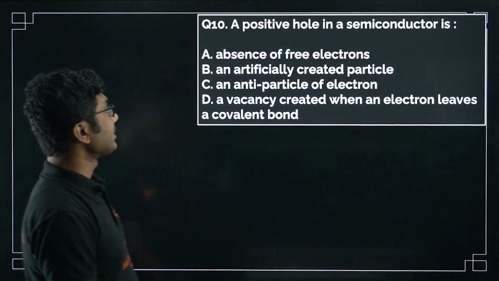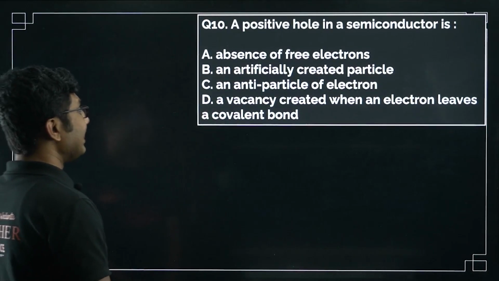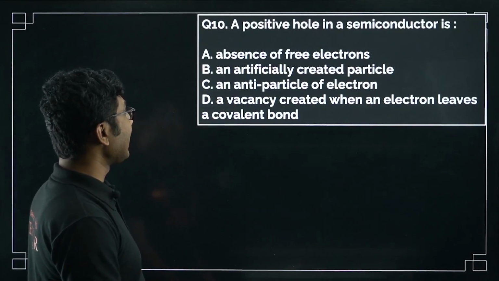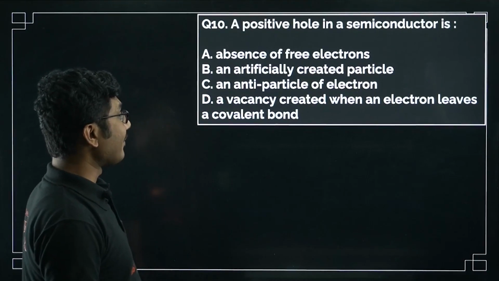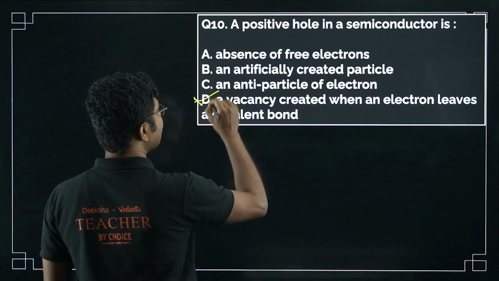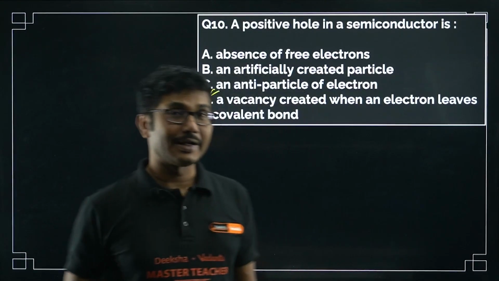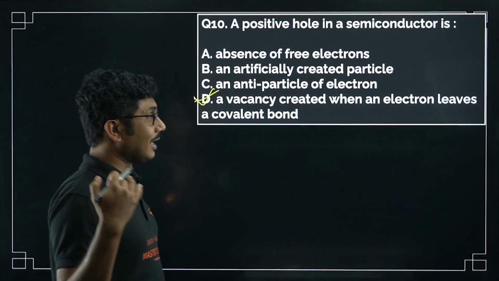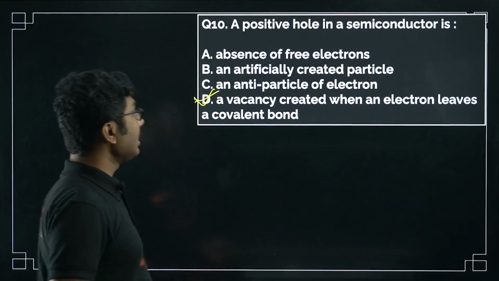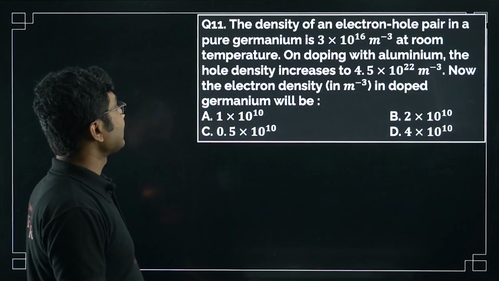Now next, question number 10. A positive hole in a semiconductor is absence of free electrons, an artificially created particle, an antiparticle of electron, or a vacancy created when an electron leaves a covalent bond. It is basically not absence of free electrons, it is a vacancy created when an electron leaves a covalent bond. Very, very important. So if you see absence of free electrons and mark it, actually it is wrong. Next question.